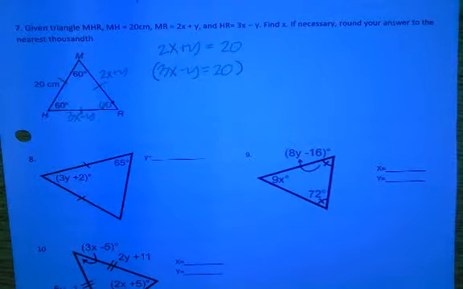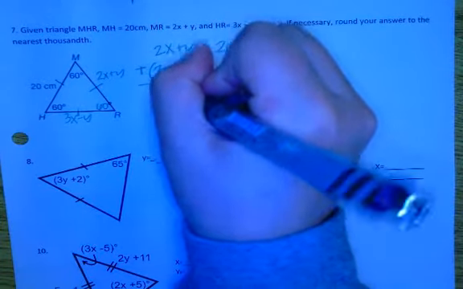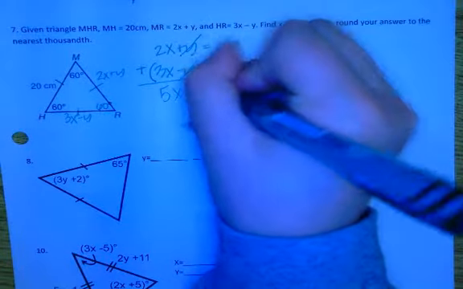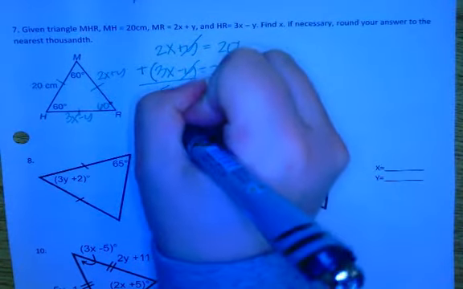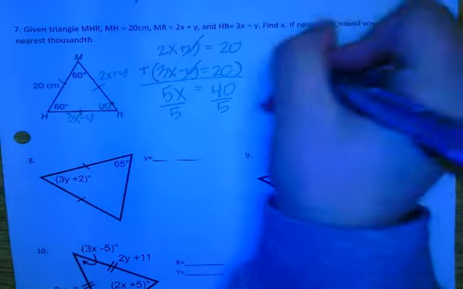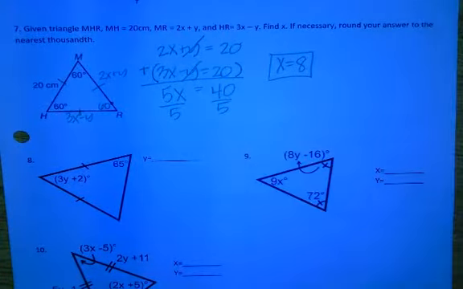You could substitute or we could eliminate because you have a plus y and a minus y. So if I add these two together, 2x plus 3x is 5x. Y plus a negative y cancels. 20 plus 20, 40. So x equals 8. You could also do substitution. Say you set y equal to 20 minus 2x and then solved it that way. Okay, it only told us to find x, so we're done.